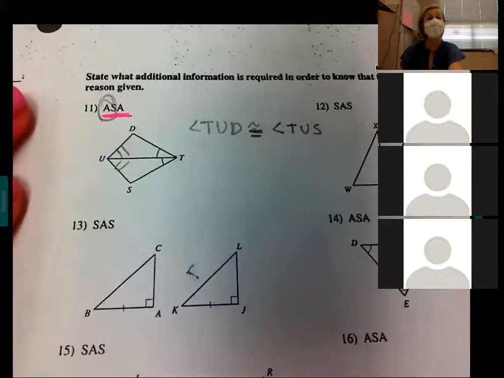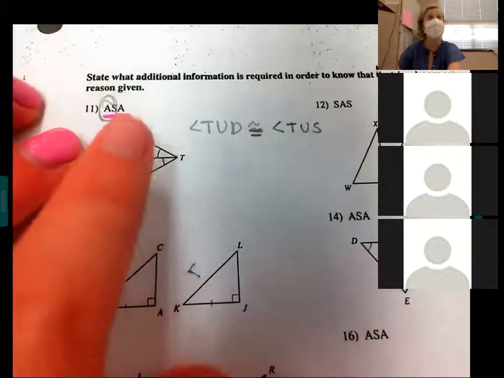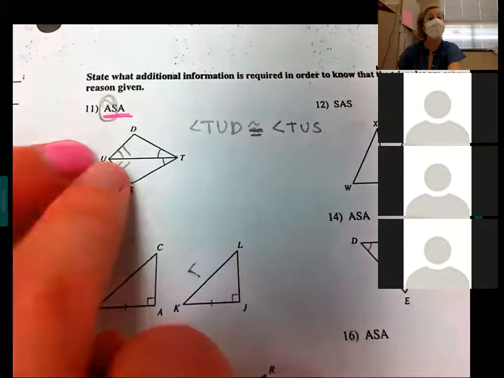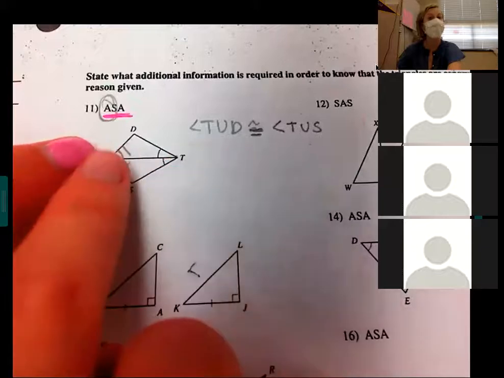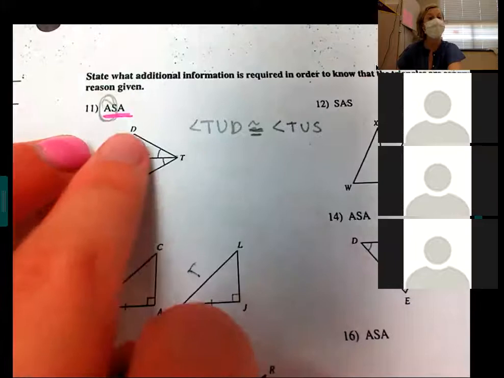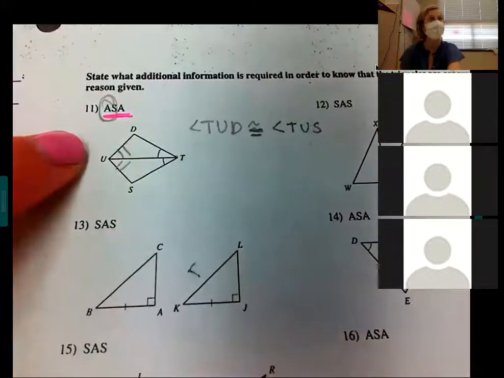You could say DUT to SUT, but you can't just put U to U. I don't know what that means because they're both U. Does that make sense? If they were different letters like D and S, then you could put angle D congruent to angle S. It does matter the order. U has to be in the middle. Remember when we talked about naming angles? So you could do TUD or you could do DUT. If you do DUT, then you would have to do SUT because they got to match up. Is that what you were asking?